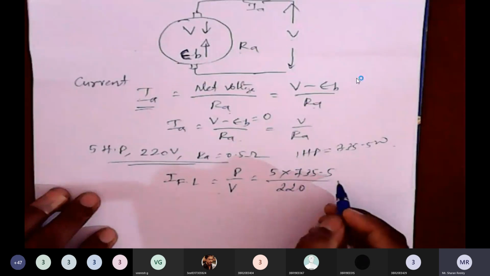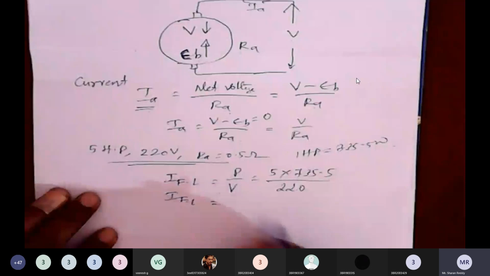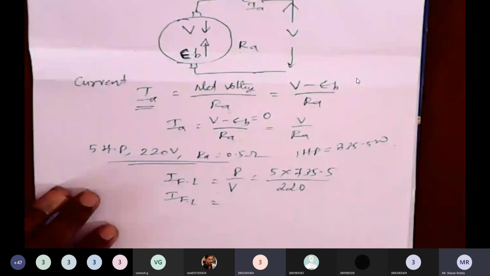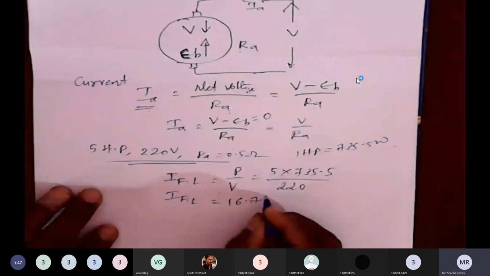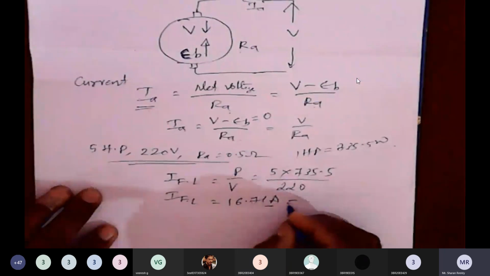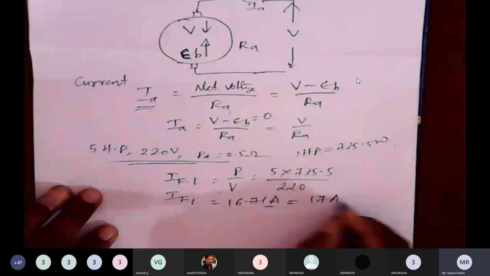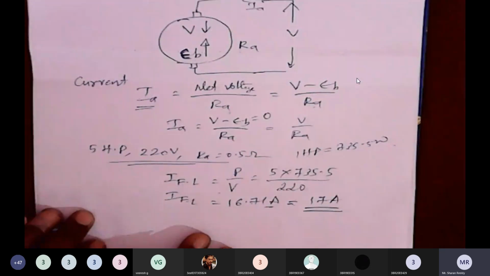So now what is the full load current of this motor? Calculate it. 16.71, sir. 16.711 ampere. Let me make it 17 amps. The full load current of the DC motor is 17 amps. That is the maximum load the motor can take.